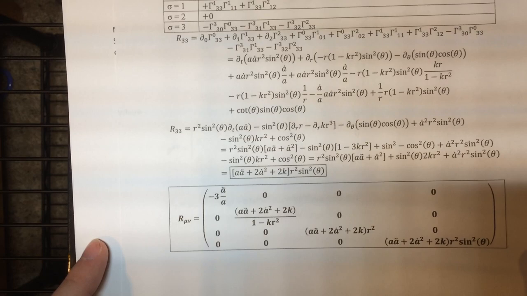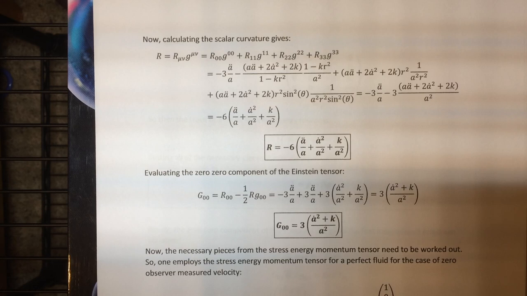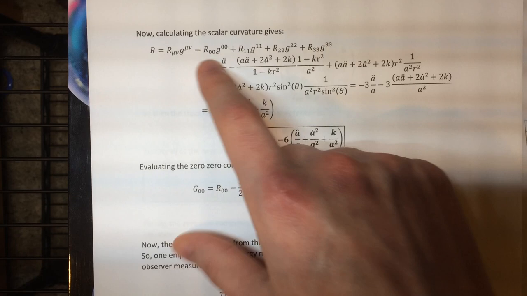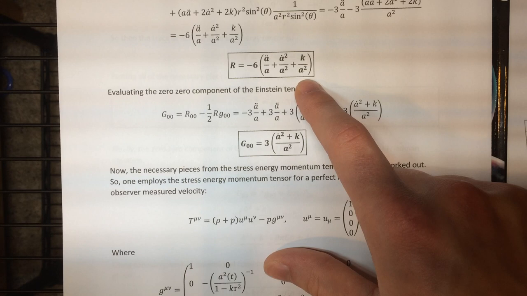Next, we need to calculate the scalar curvature. Okay, so here we are with the scalar curvature. Due to the fact that these are both diagonal matrices, it simplifies to this immediately. We can plug in the values for those components and then simplify to get this beautiful result.